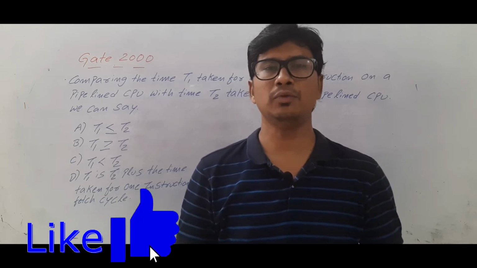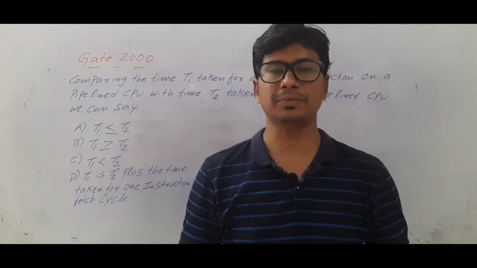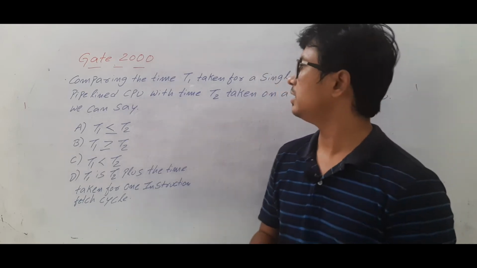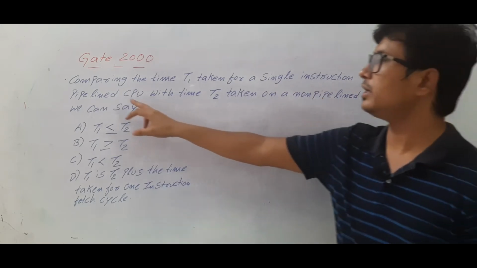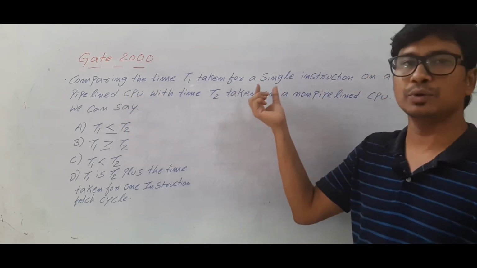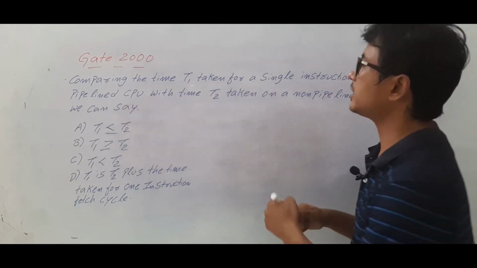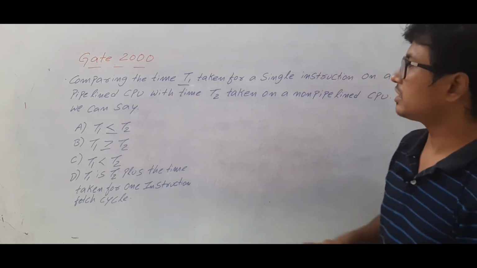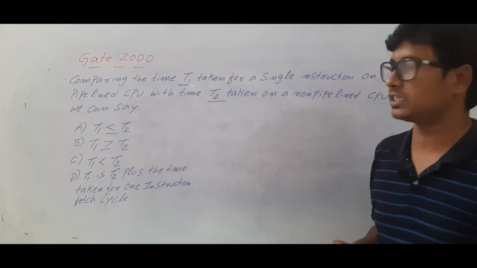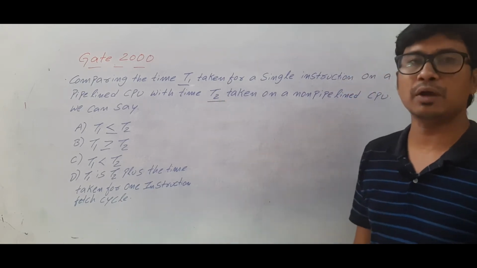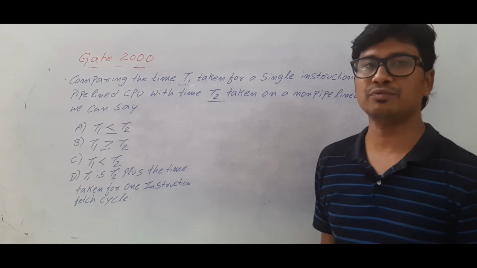In this video, I want to discuss one of the GATE questions which came in the year 2000. First let me read out the question, then we will solve it. Comparing the time T1 taken for a single instruction on a pipeline CPU, meaning that to execute one instruction on a pipeline CPU, we have taken time T1, with time T2 taken on a non-pipeline CPU. So to execute the same instruction on a non-pipeline CPU, you have taken time T2. They have given four options and we have to find the right option.